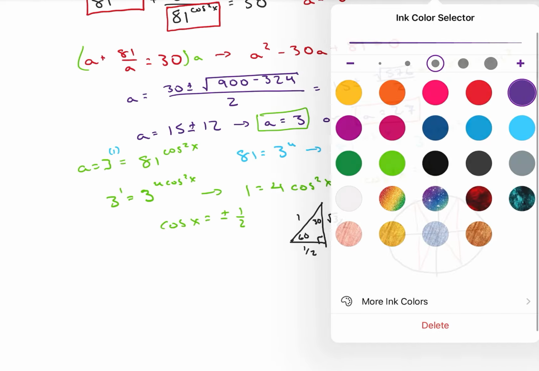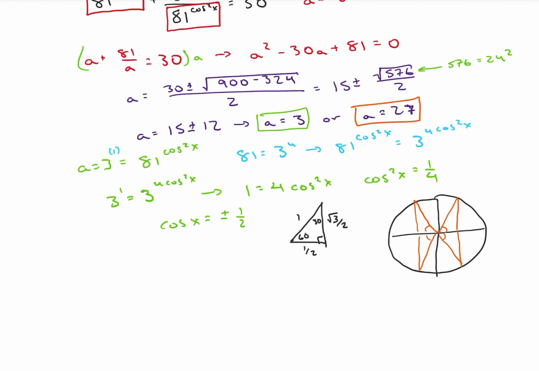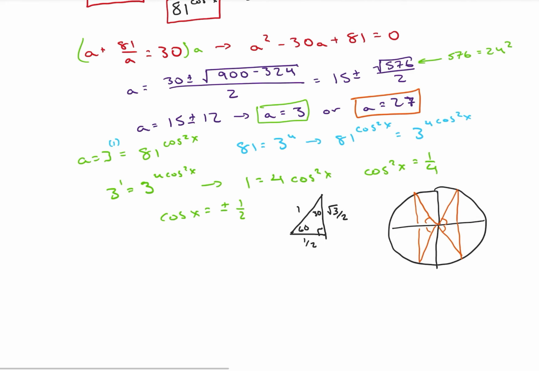So what does that mean? That means that I'm going to have x equal to pi over 3, which is 60 degrees, 2 pi over 3, which is 120 degrees, or 60 degrees from the negative x-axis. Then I'll have 4 pi over 3 and 5 pi over 3. Okay, so all 4 of those will give us the answer that we're looking for.